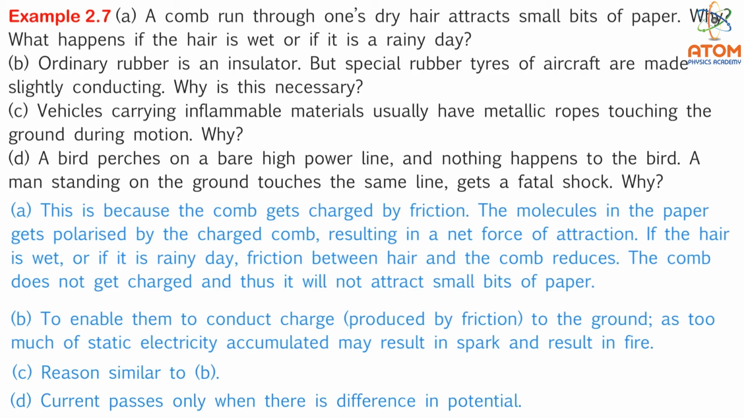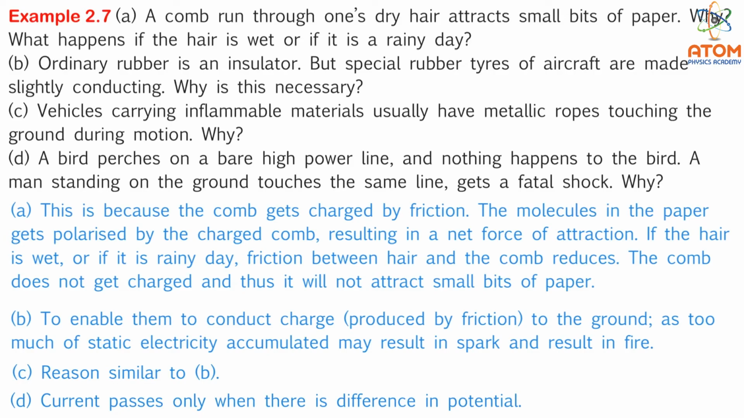Second question is, ordinary rubber is an insulator, but special rubber tires of aircraft are made slightly conducting. Why is it necessary? It is very much necessary, because first of all, you must know one thing: when an aeroplane is flying, it has tremendous friction with air, and due to this friction, the aeroplane gets charged. Means there is a large amount of static electric charge on the aeroplane when it is flying.